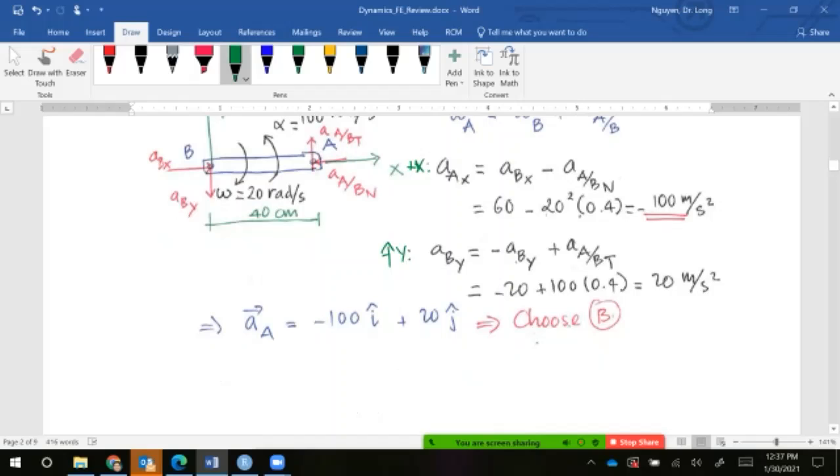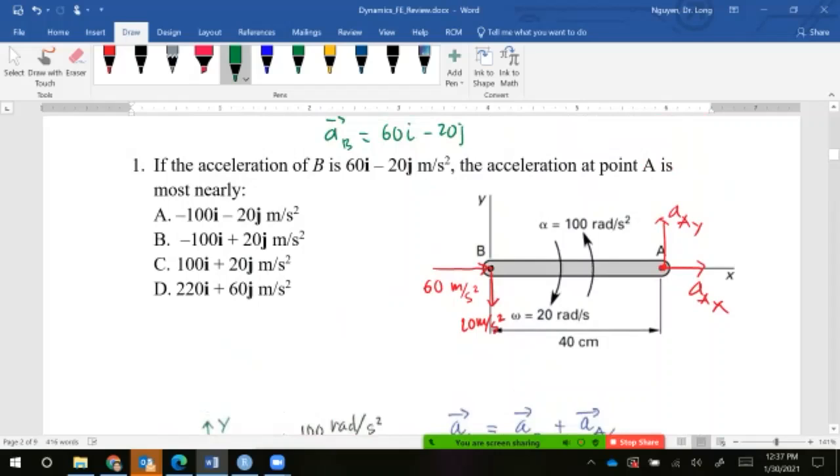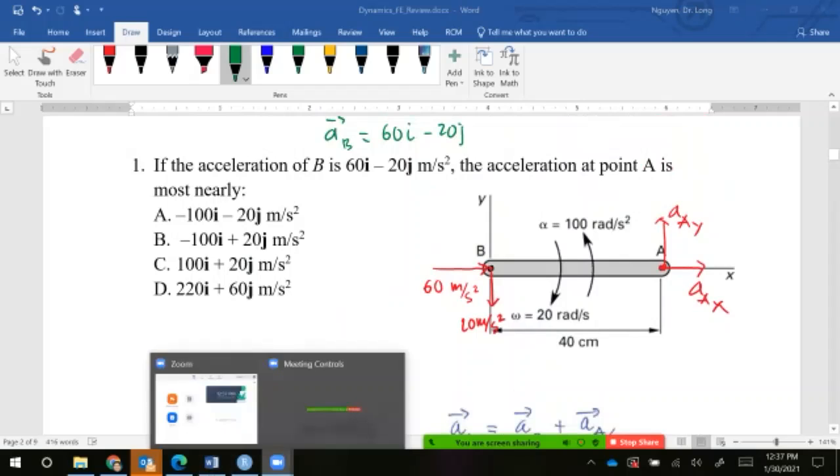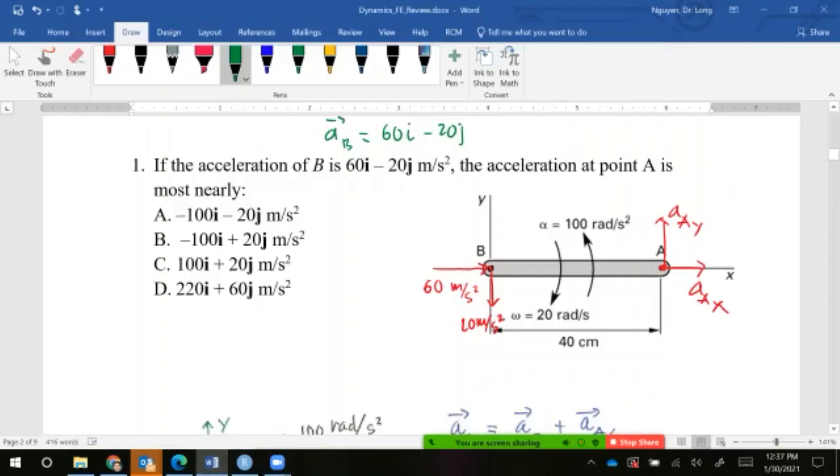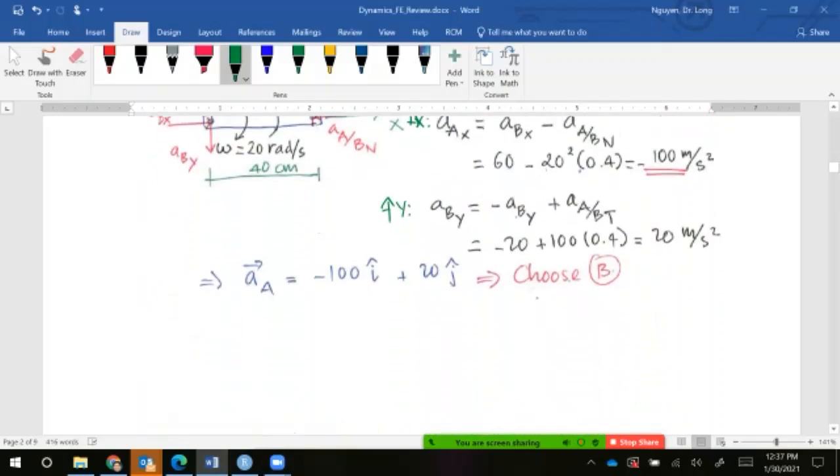So x is i and j. So we can have that, and the answer will be B, as you can see there. Any question for that one? Let's see, any question or no? Let's continue to the next problem.